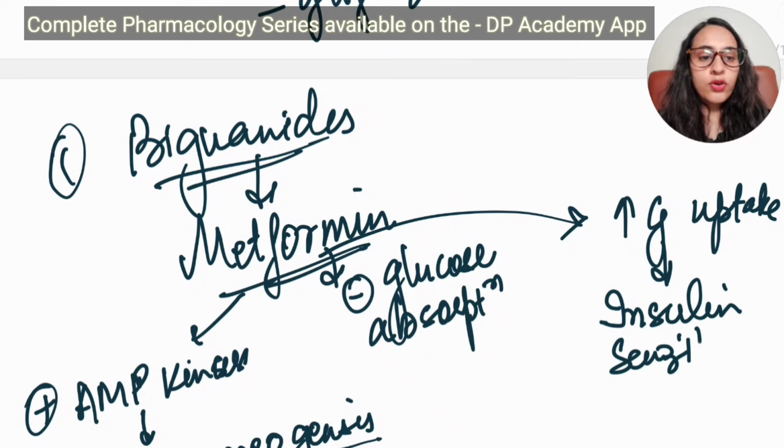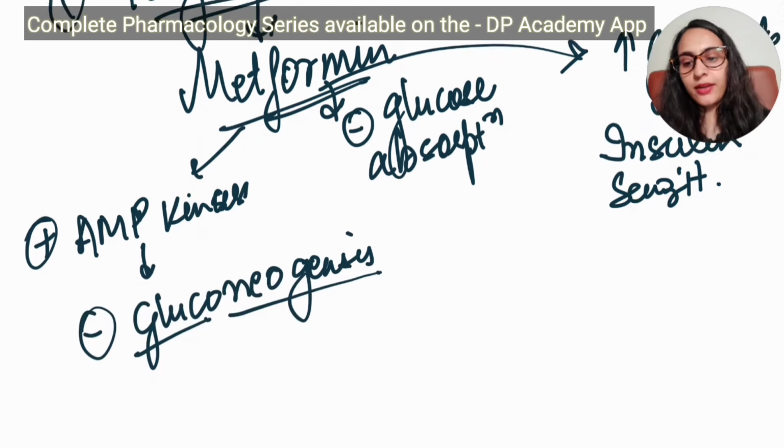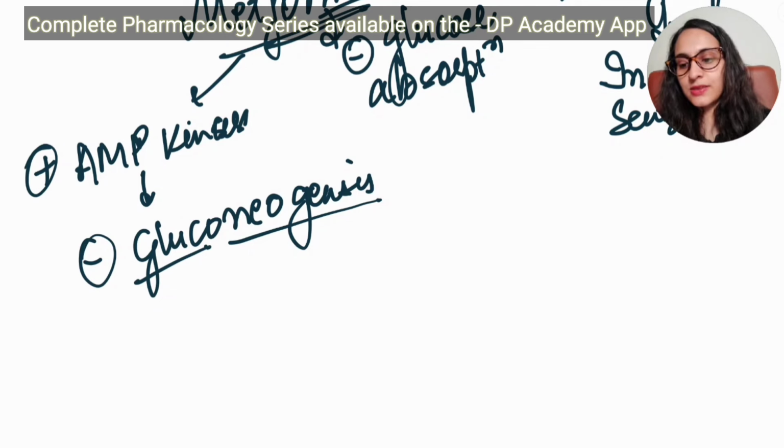and this is used for the management of PCOD. So in case of a female patient having PCOD, we also give metformin to these individuals because it increases the glucose uptake, and therefore it is an insulin sensitizer.